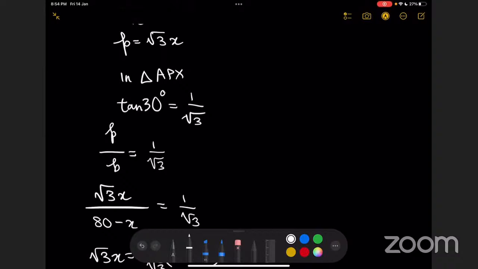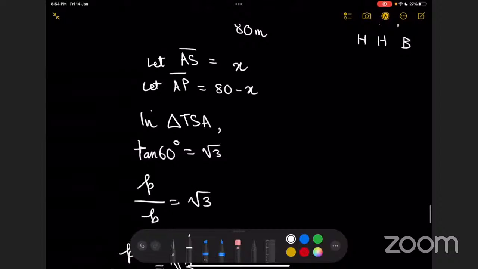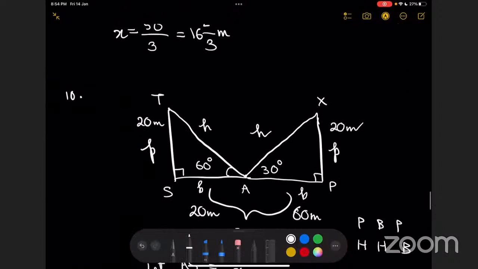Okay, show me the figure now. Question number 10. Okay. Two poles of equal heights standing opposite, 80 meter wide. Okay. 30 degree and 60 degree. Find the height of the poles and the distance of the point from the poles.